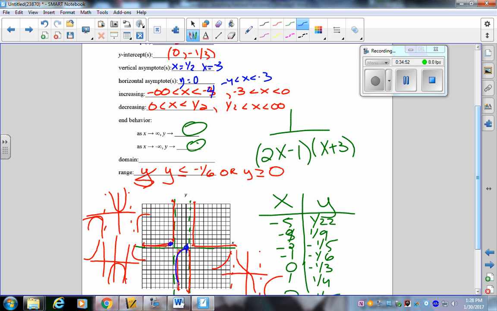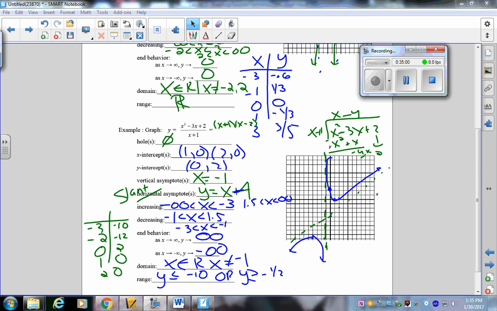And then end behavior is always your horizontal asymptote, so that part at least will stay the same. This is going on over here. All right, let's take a look at the next one. Okay, let's take a look at these last two.